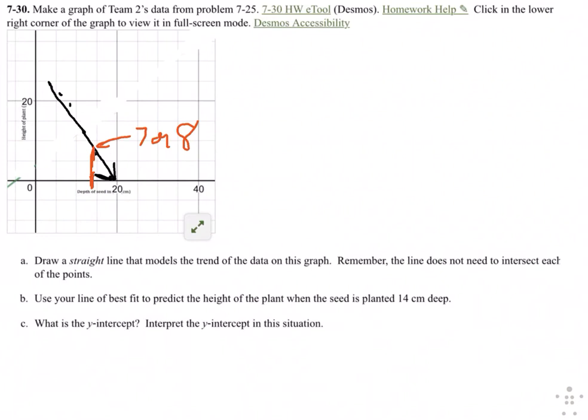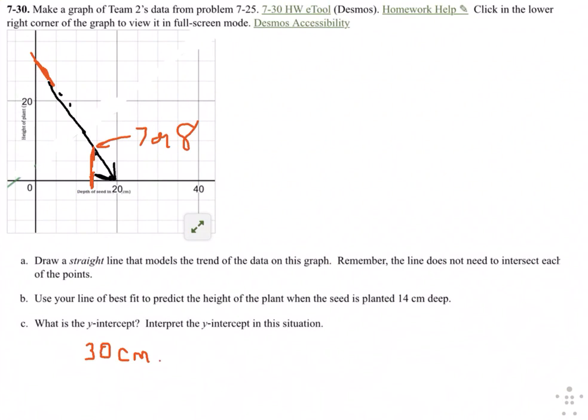And the last one, we have to find the y-intercept. So I'd have to extend my trend line. Again, it's hard for me, I'm not using a ruler. Okay, so find the y-intercept. So that's 20, 25, 30. It looks like it hits at about 30. So the y-intercept is 30, right? And that's centimeters.